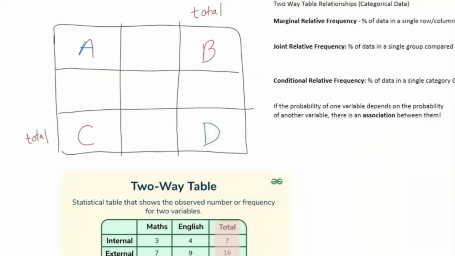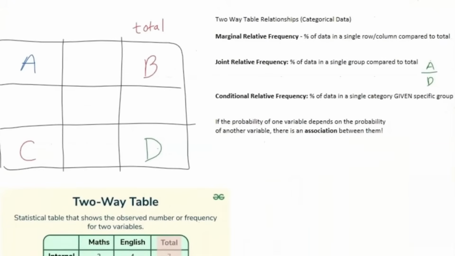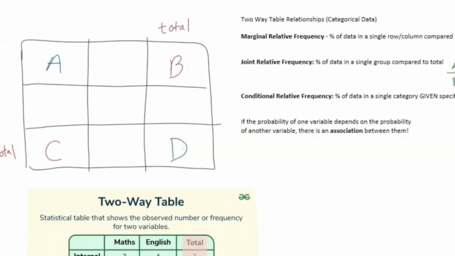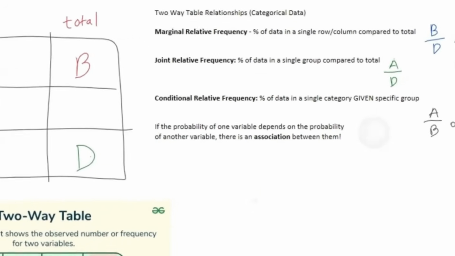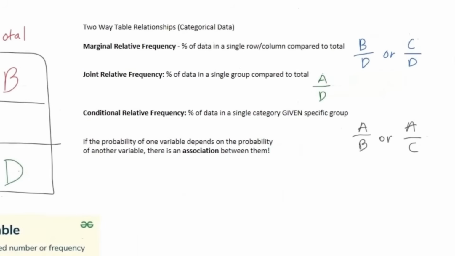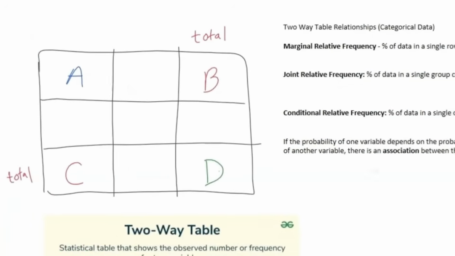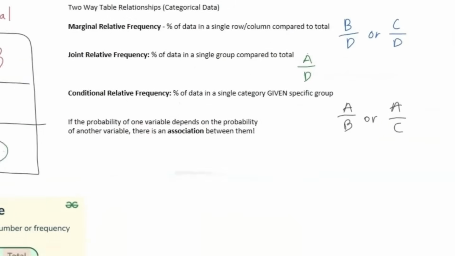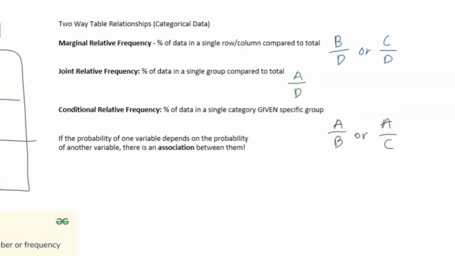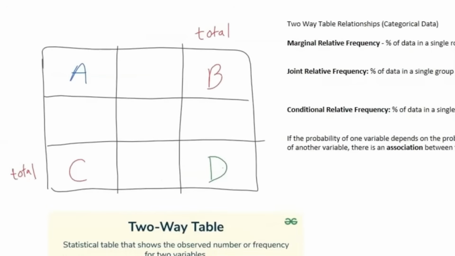The important thing you need to understand is a couple of vocab terms that the AP might use and your teachers might use on your midterm. The first is marginal relative frequency. That's a percentage of the data in a single row or column compared to the total. If you look at this little chart here, that's going to look at B over D or C over D. So our column total is C over D, and our row total is B over D.